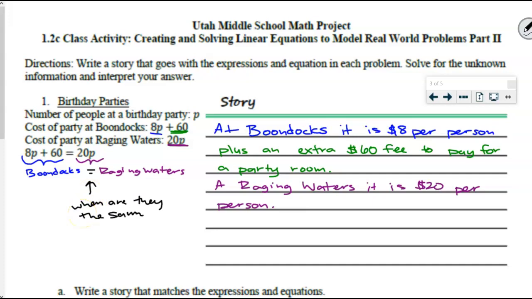Because what we're doing when we solve this equation, we're going to end up with an answer that says P is equal to. Remember, what does the P represent? The number of people. So we're really saying for how many people will it be the same price? Because maybe if we have 10 people, it'll be cheaper at Boondocks. Where maybe if we have 5 people, it'll be cheaper at Raging Waters. So we're trying to figure out when are they going to be the same price so that we can make better decisions about where we want to have this birthday party. So when are they the same price for how many people?